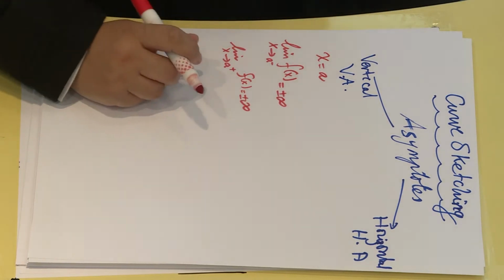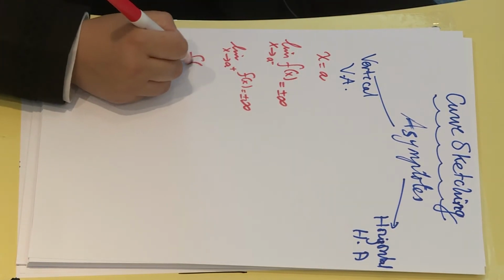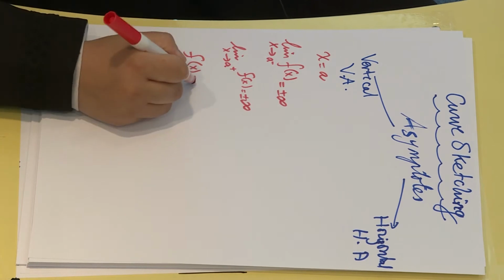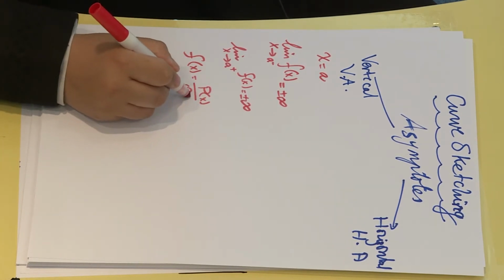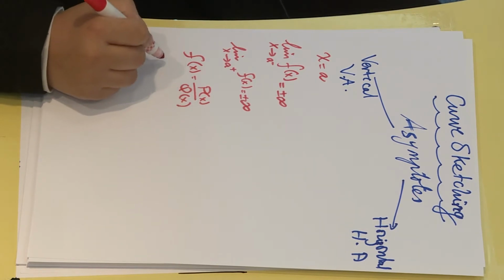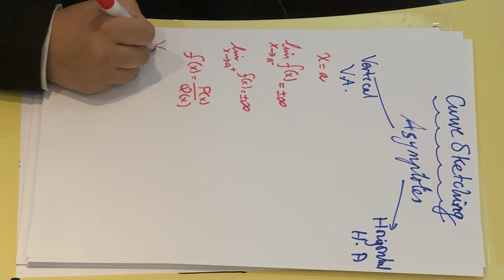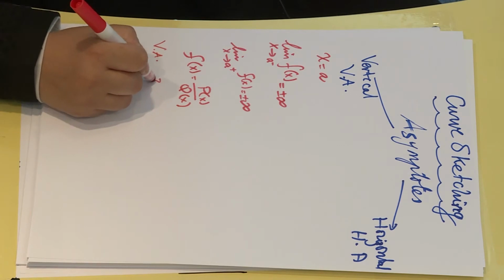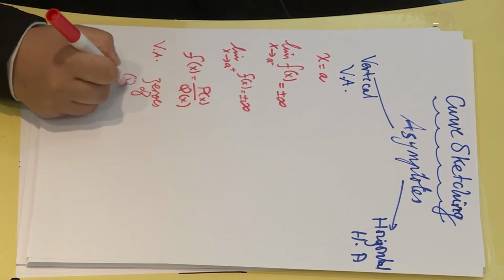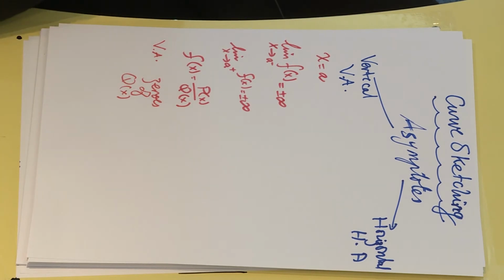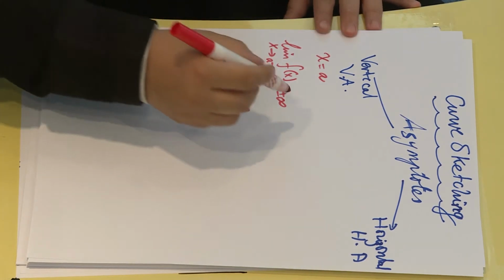Suppose we have a function which is rational, meaning that I have a polynomial p of x in the numerator and a polynomial in the denominator. In such case, the vertical asymptotes will be the zeros of the denominator q of x. Okay, so let's take an example.